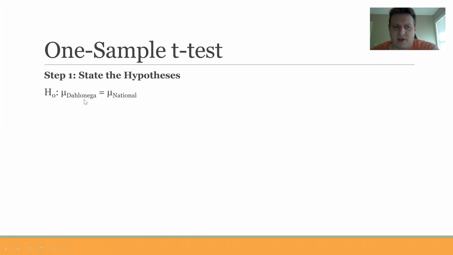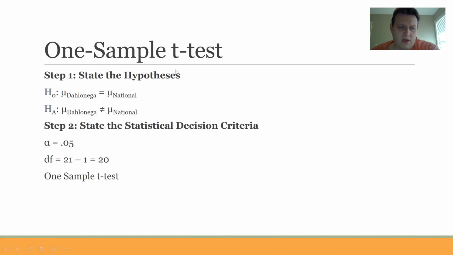I always have an equal sign in my null hypothesis. The alternative is the exact opposite. I'm trying to see if there's a difference, so I'm going to use the does not equal to. Okay, so let's state the statistical decision criteria. Alpha is equal to 0.05.